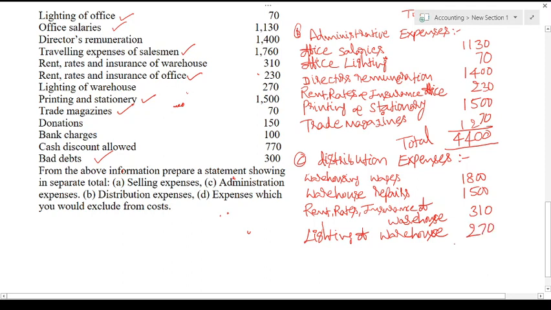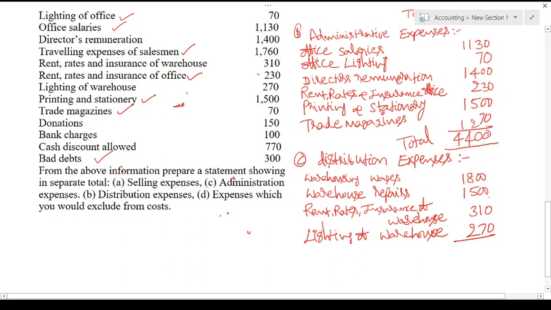When we are doing cost sheet, this distribution expense is also included into the selling. So only one item in the cost sheet, that is selling and distribution expenses, whereas in the given problem, selling expenses is separate and distribution expenses is separate. That is the reason why we are doing it separately. But when we are preparing cost sheet, we have to show it put together, that is selling and distribution expenses.